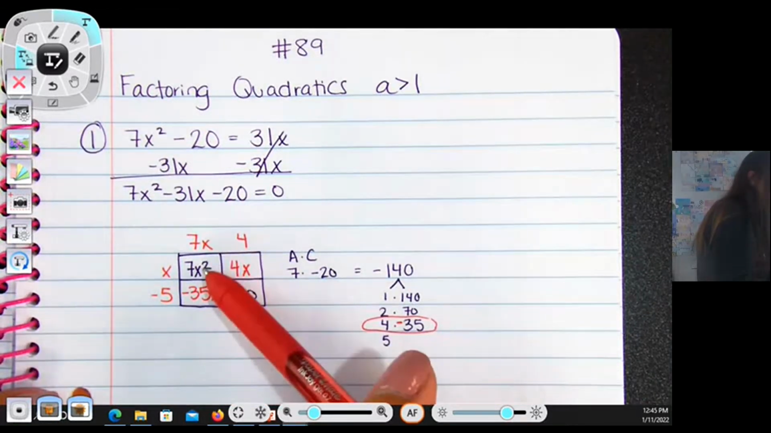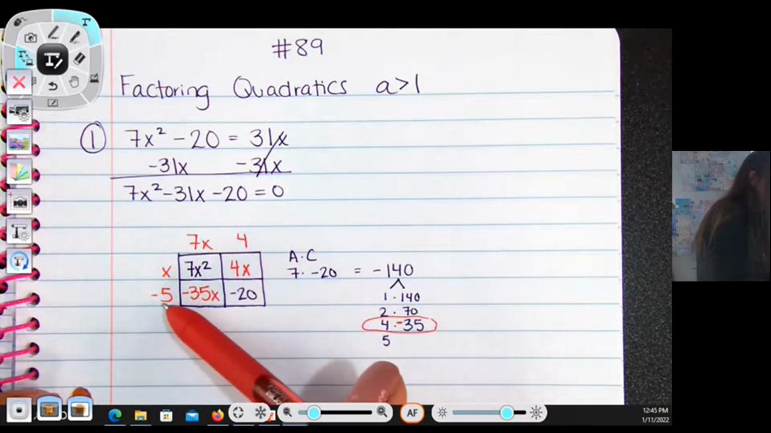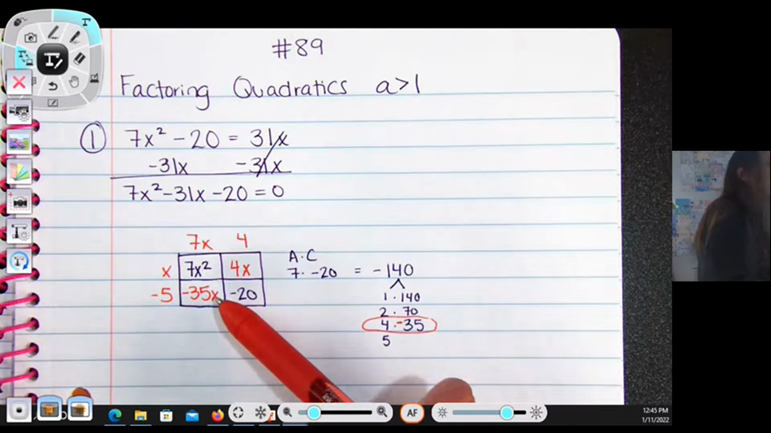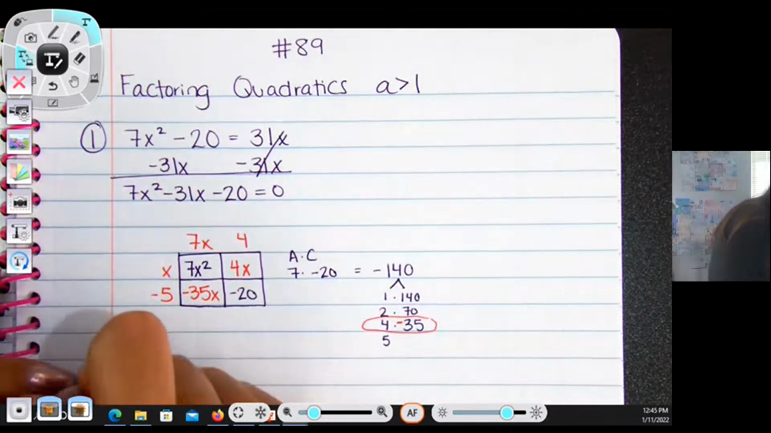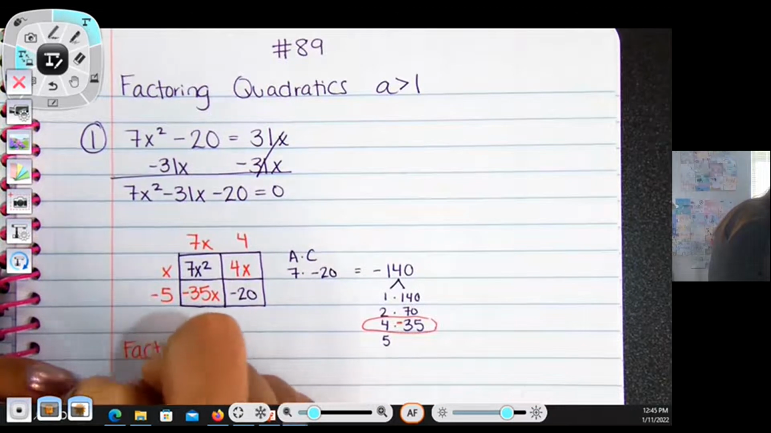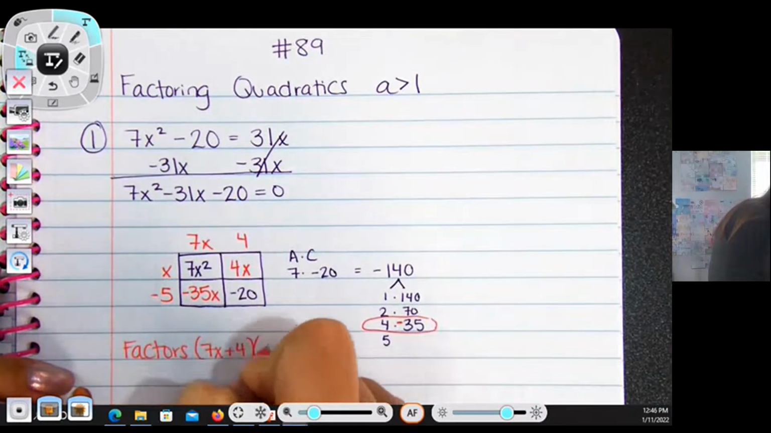x times 7x makes 7x squared. x times 4 makes 4x. 4 times negative 5 makes negative 20. 7x times negative 5 makes negative 35x. You should always be checking that to make sure it's correct. So your factors are what? 7x plus 4 and x minus 2.